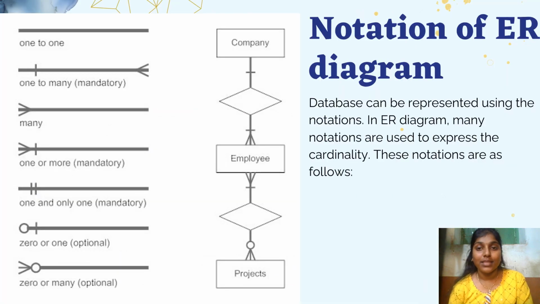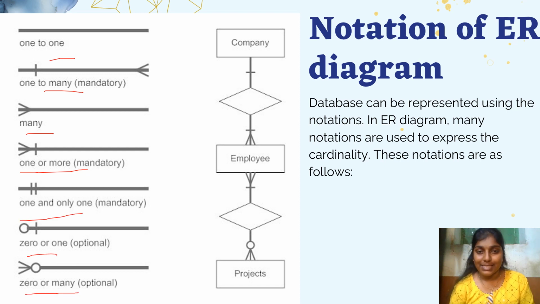So these are the notations of the ER diagram. So it is one-to-one. We have already discussed relations, so they are presented by using these notations. This is one-to-one. This is one-to-many. This is many-to-many. And this is one or more, one and only one, zero or one, zero or many.